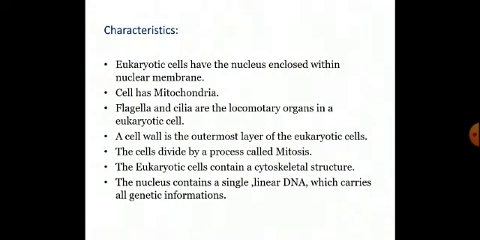The cell wall is the outer, thickest layer, and the cell divides by the process of mitosis. The eukaryotic cell contains a cytoskeletal structure. The cytoskeleton is like a backbone to which the organelles are fixed, like a skeleton. And the nucleus contains a single linear DNA which carries all the genetic information. These are the characteristics of the eukaryotic cell.